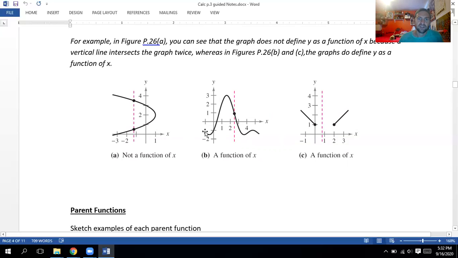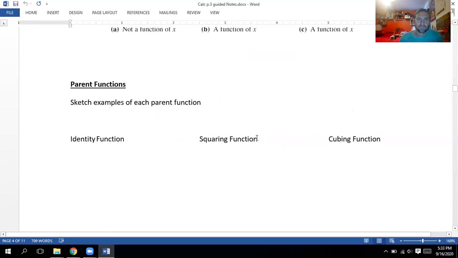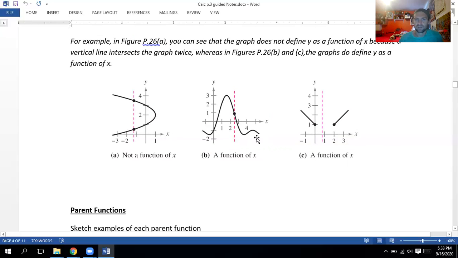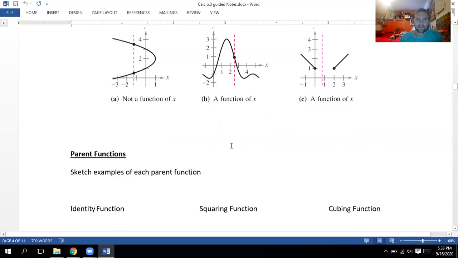This one would be fine, even though it's curvy and swervy. We would never have a vertical line that touches more than one spot. And this one actually would work too. Even though we'd have a hole in the graph, it's still a function because it never touches more than one spot. So that's the first part of your CYU. Hopefully you guys can handle that, and that should be easy.